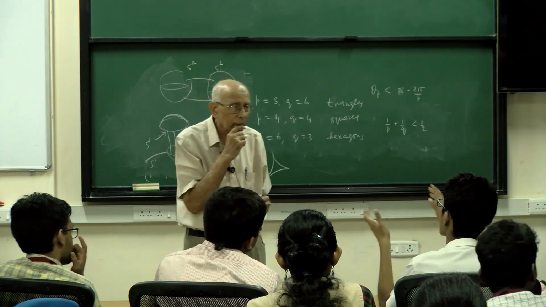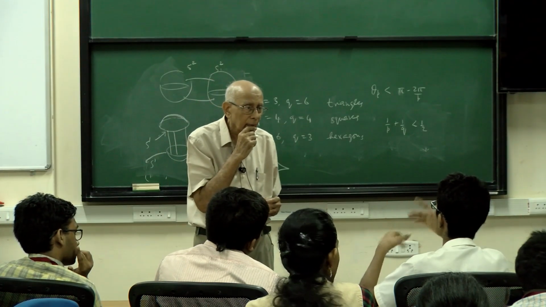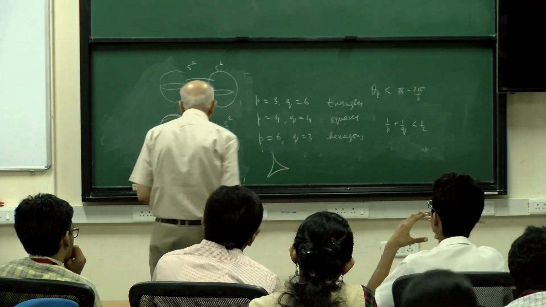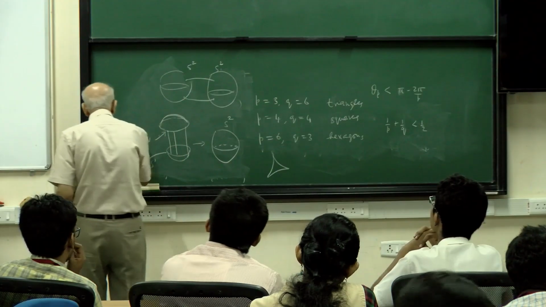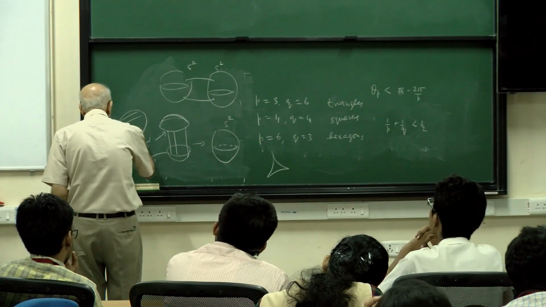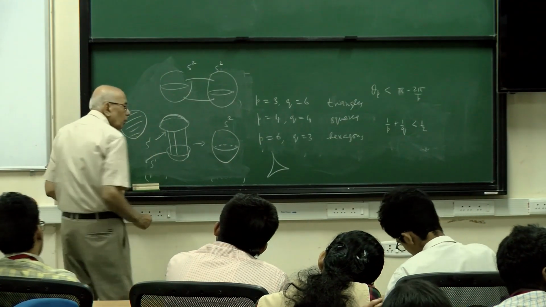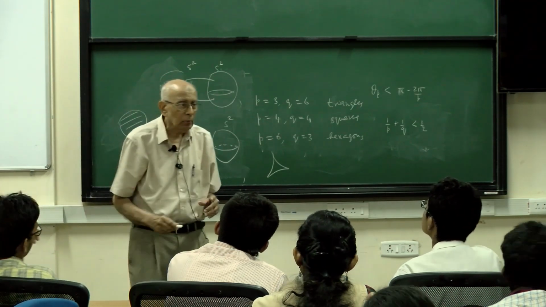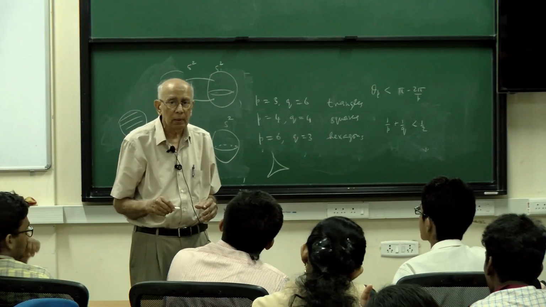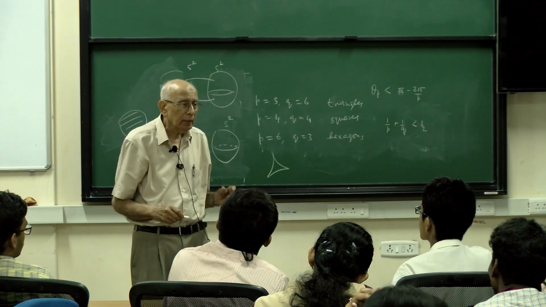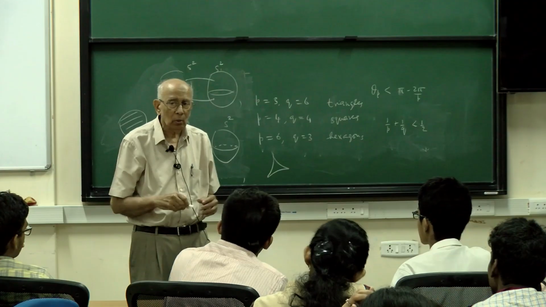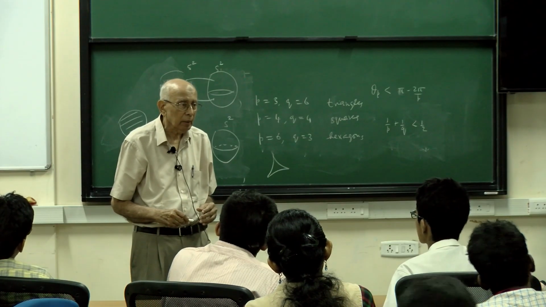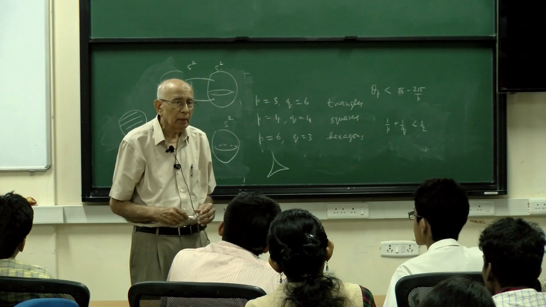So if we consider a circle along with all the interior points, it would be simply connected. That's a disk, right? So x squared plus y squared is less than or equal to 1. Is this space connected? Yes. You can go from any point to any point without leaving the space. Is it simply connected?